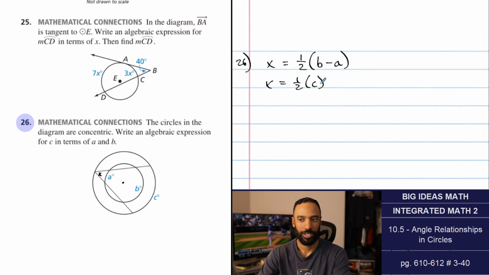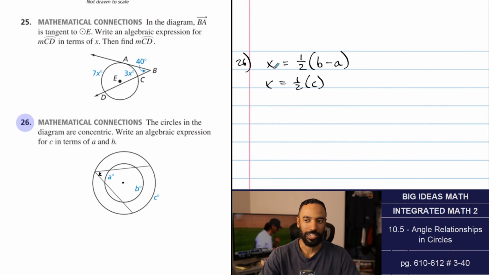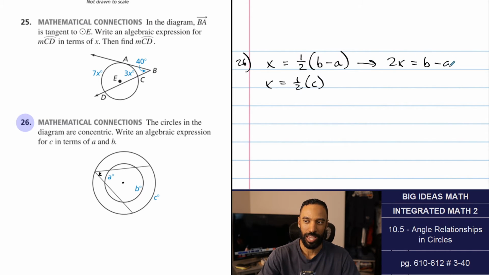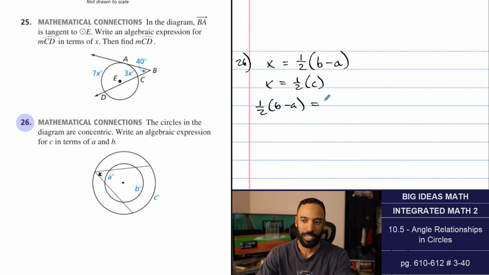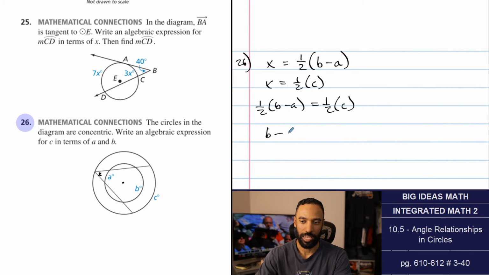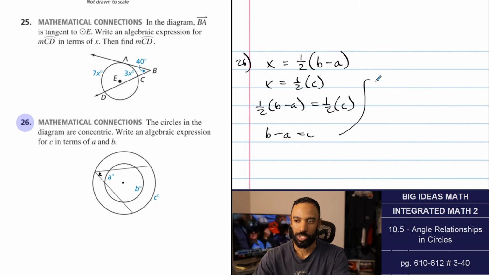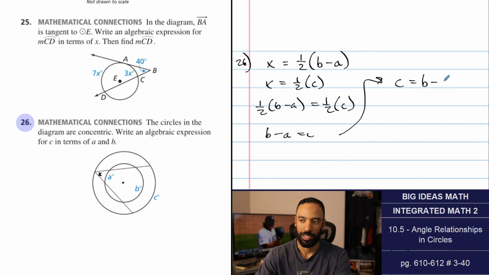So all told here, what's going on? I can double both of these. I can double this one. I get 2x equals B minus A. And I can double here. And well, actually, let's just set them equal to each other. I get half of B minus A equals half of C. And if we double both sides, we're going to get B minus A equals C. Or C equals B minus A.